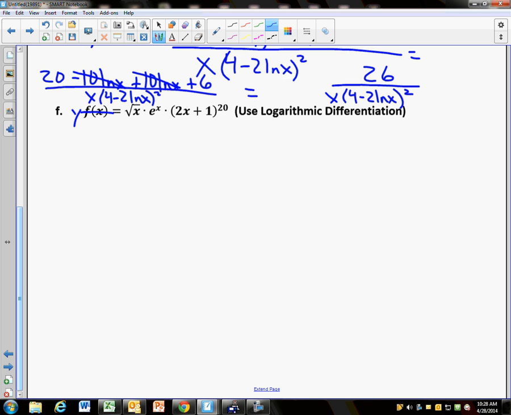to your benefit. Now, one thing that we've learned in algebra is that if you do something to one side, you just have to make sure you do it to the other side. And that holds true if you have an equation sign. We do. We have y equals the square root of x e to the x times 2x plus 1 to the 20th power. Watch what I can do here. This is really nice. I'm going to take the natural log of both sides.